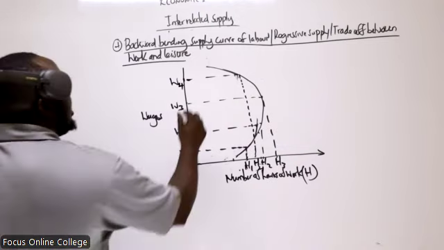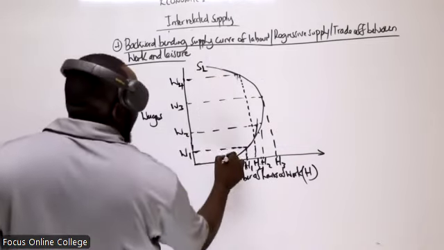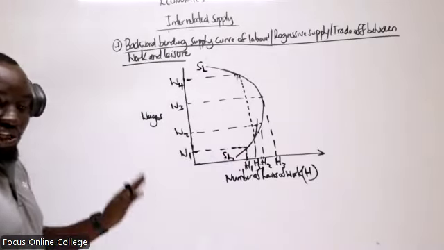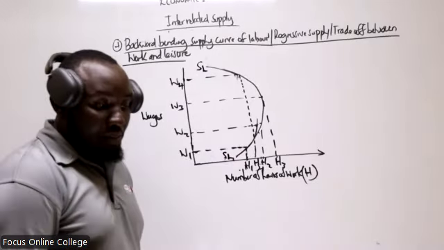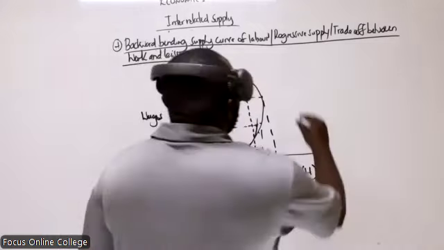So what is the irony in this? What is the contradiction in this diagram? Who is able to see that contradiction?